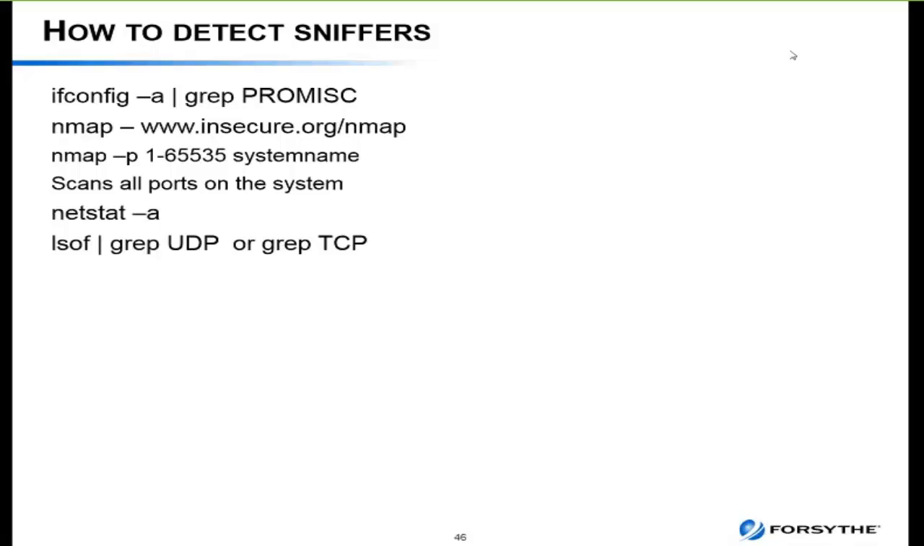What's nice about using lsof is it will actually show you all the active connections and all of the open ports, so you can actually see what you're running versus what you think you're running. Of all of these, the one that you don't want to run without talking to your network people and security people is the nmap command. And if you do find a sniffer, then obviously you need to take some kind of action.